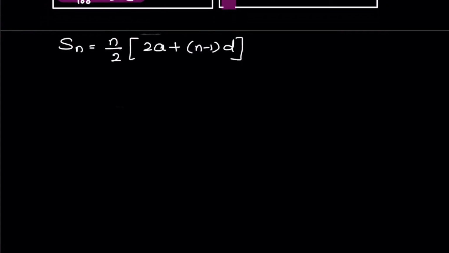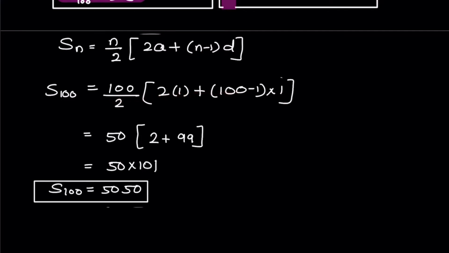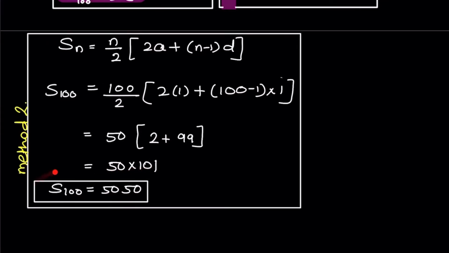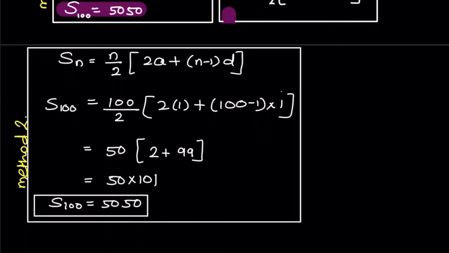So Sn equals n by 2 into (2a plus (n minus 1)d). Here n is 100, a is 1, d is 1. Okay, so putting all the values and solving this, you will get 50 into 101, which is 5050. So this is method 2. The answer will be the same, just the formula is slightly different.